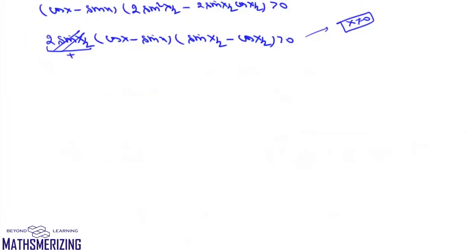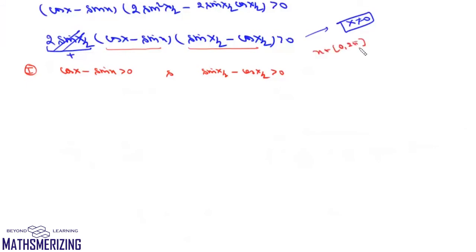Now what we'll do is we'll consider two separate cases. Case 1 when both of them are positive, and case 2 when both of them are negative. So first case, when cos x minus sin x is greater than 0, and sin x by 2 minus cos x by 2 is greater than 0. And we are talking about the interval where x lies from 0 to 2 pi.